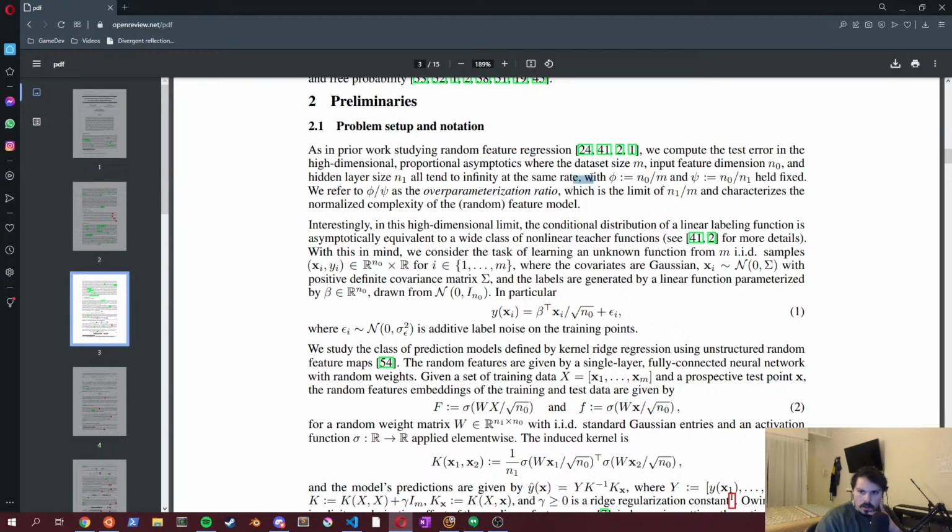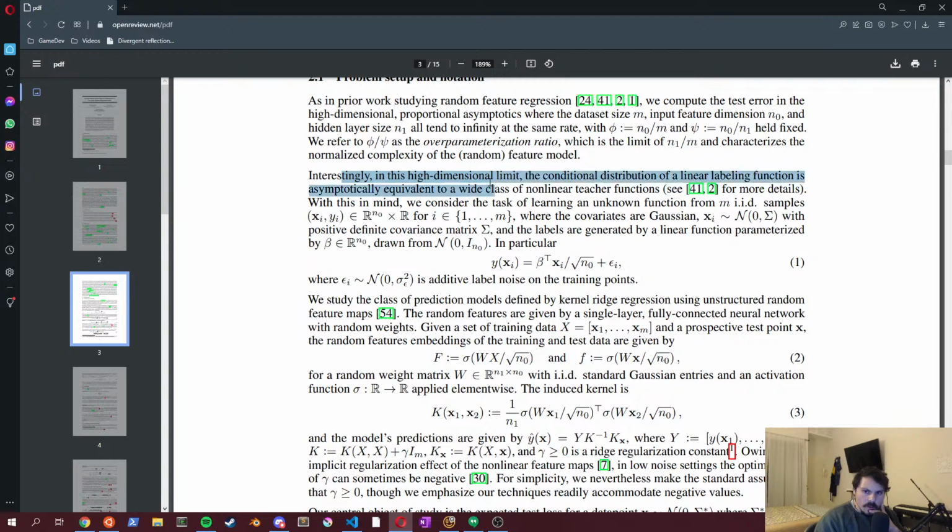Okay. So they define phi, which is the input feature dimension over the number of examples, and psi, which is the input feature dimension over the hidden size. And they hold those fixed. We refer to phi over psi as the overparameterization ratio, which is the limit of the hidden layer size over the number of examples, and characterizes the normalized complexity of the random feature model.